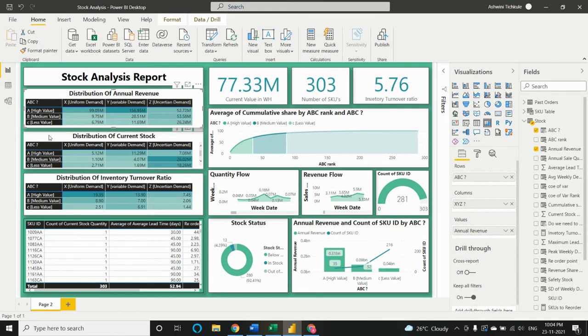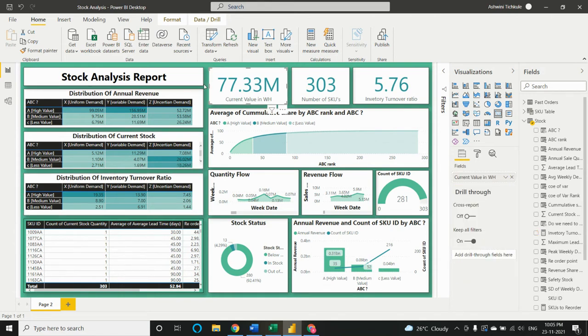Okay. Same for the distribution of current stock. I added the matrix from here, and then it also shows the uniform demand, variable demand, and uncertain demand. Distribution of inventory turnover ratio is the same as the previous. It also shows us the uniform demand, variable demand, and uncertain demand.